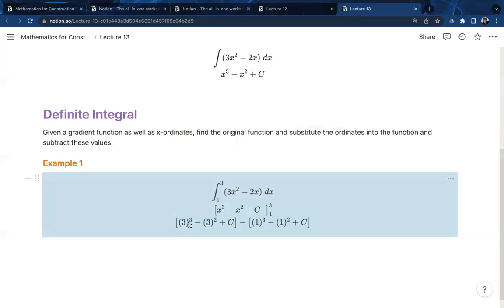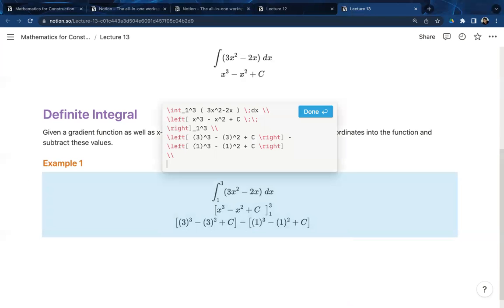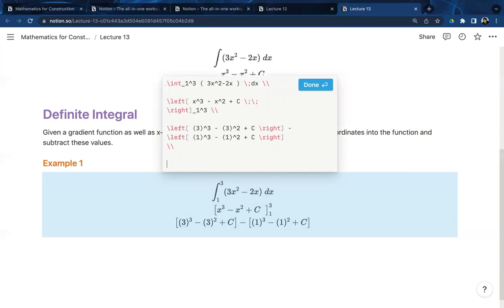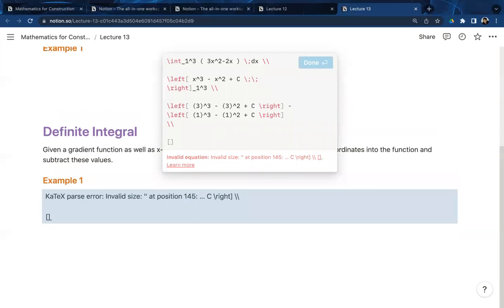So you substitute the upper limit into the function and you subtract from that the substitution of the lower limit in the function. What you would notice is that the constant always cancels out. So you don't even need to worry about it when you're dealing with a definite integral, right? So you could omit the constant here because it's going to go away eventually. What do I have here now? I have that in brackets.